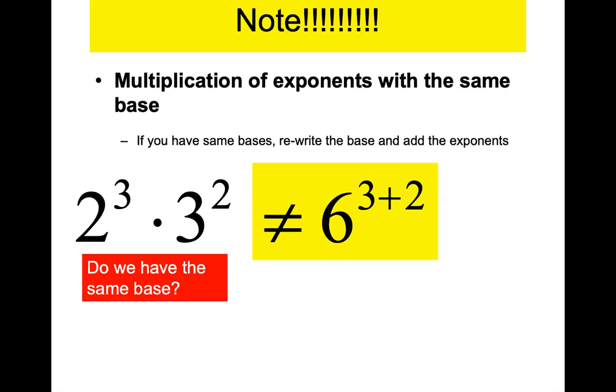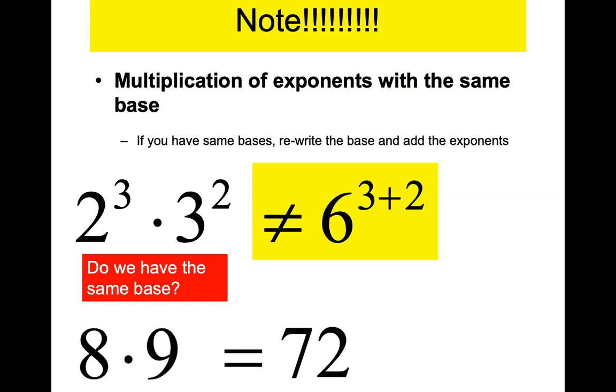If you don't have the same bases, you have to expand. What's 2 to the 3rd power? 2 times 2 times 2, 8. What's 3 to the 2nd power? 9. What's 8 times 9? 72. Do you see a problem? Yeah. 72 does not equal 7,776.